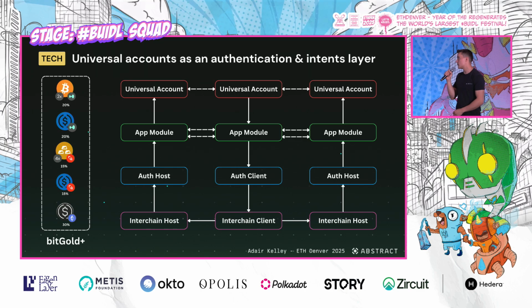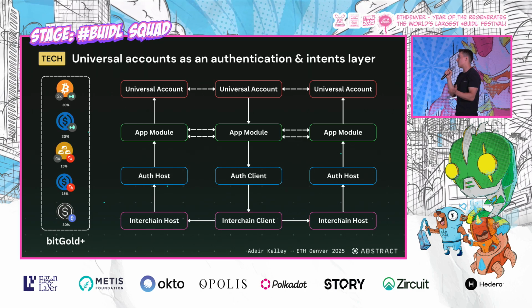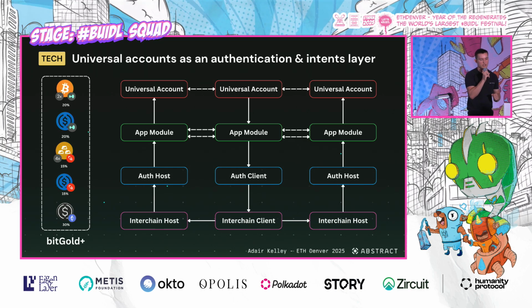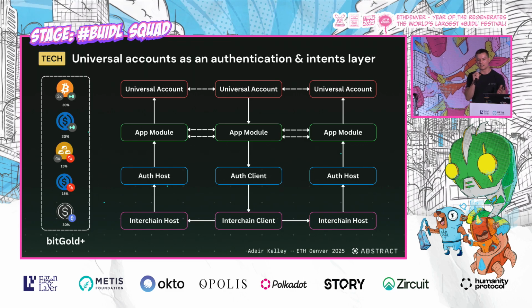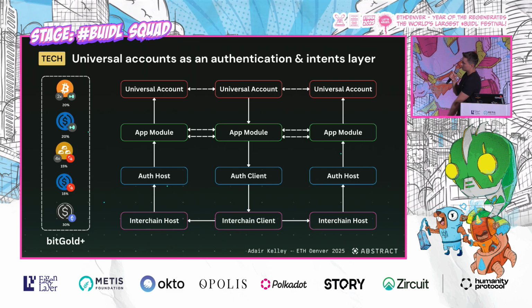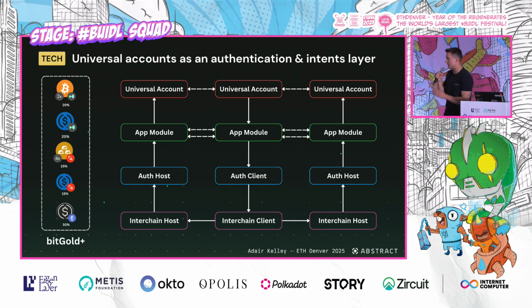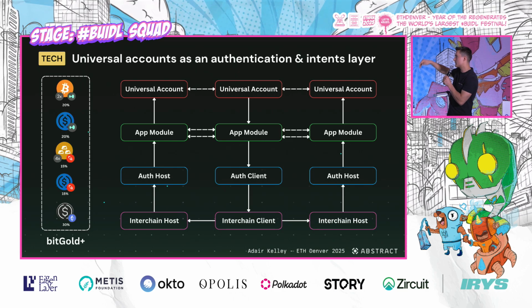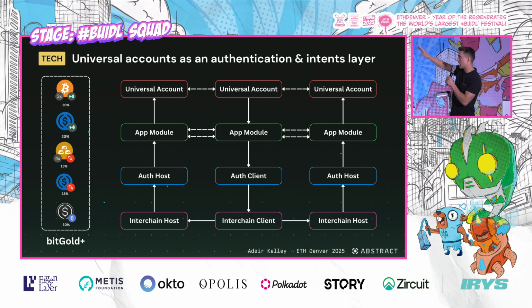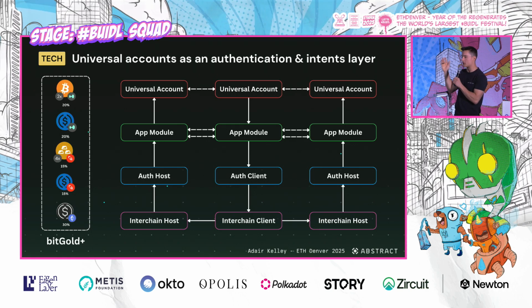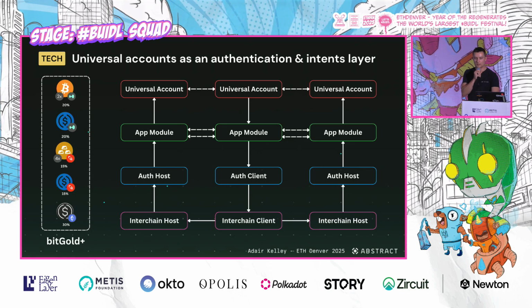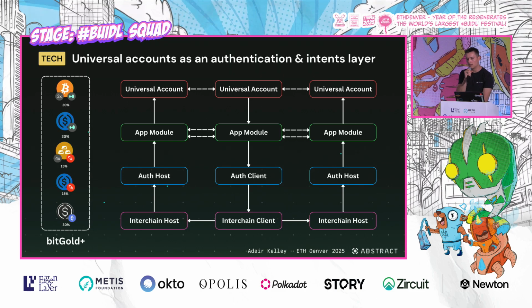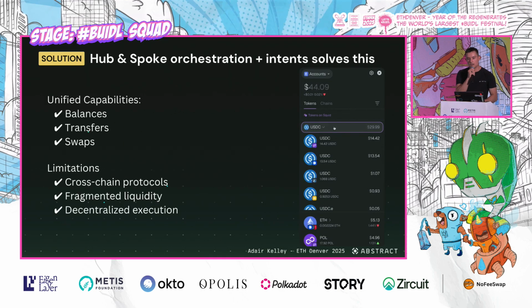You have the authentication, and you can send a message from any chain to any other chain, and it's all authorized via the hub. So something that's not mentioned on the slide is that this middle account here is acting as the client and the hub, and these right and left accounts are actually the spokes for this different application. So we have a hub and spoke model that also uses intents.